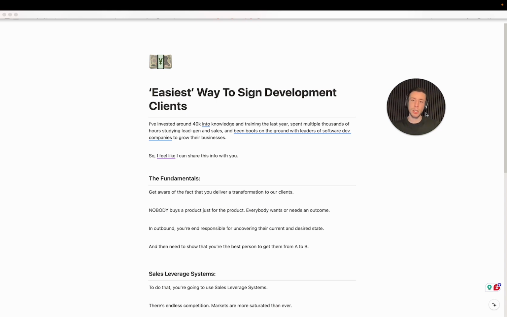The reason I'm saying that is I've invested, like I said, around 40K into knowledge, training, speaking to people, etc. over the last year, just expanding on knowledge. We have, as a team, spent hundreds, thousands, maybe tens of thousands of hours studying lead gen, sales, software development offers, software development markets, your target markets, etc.